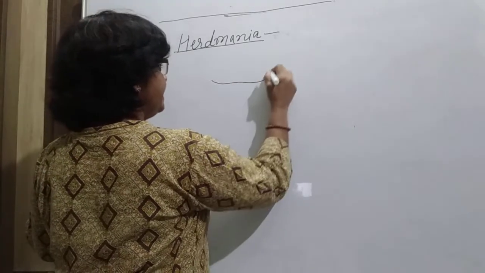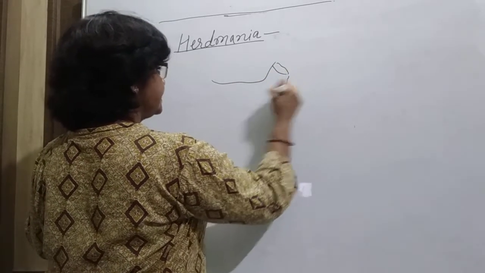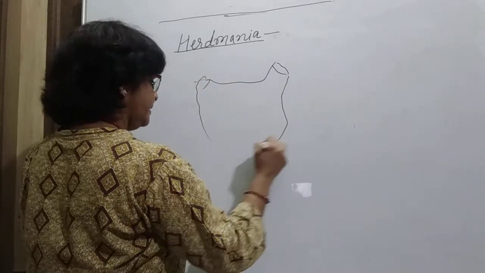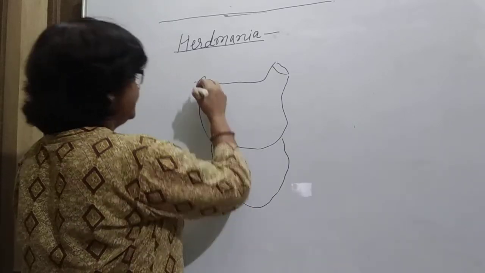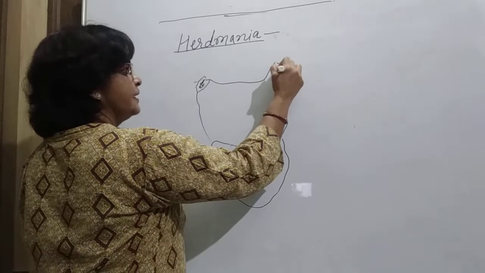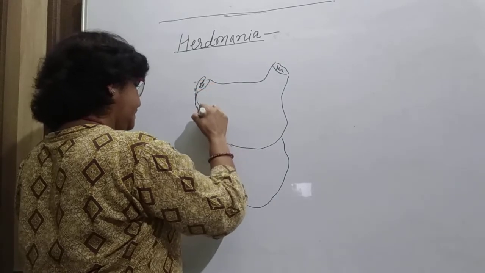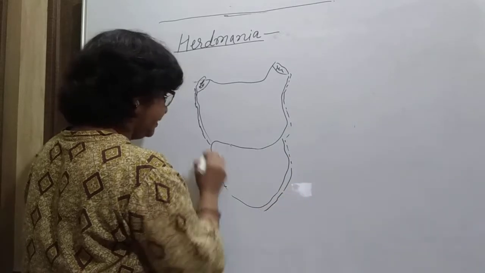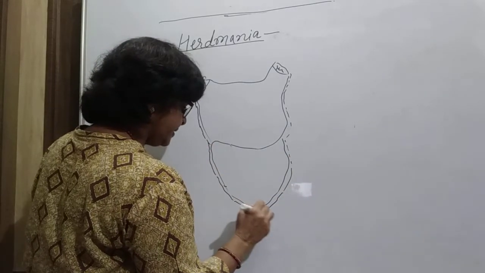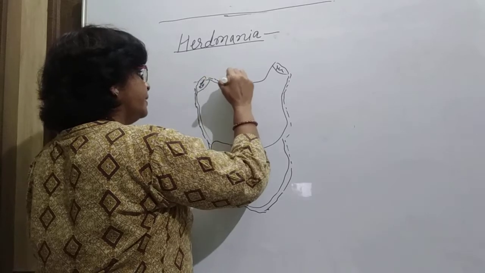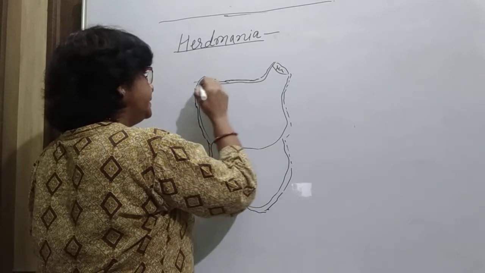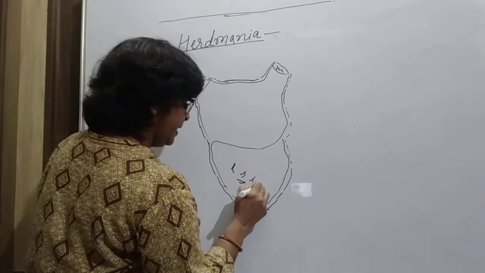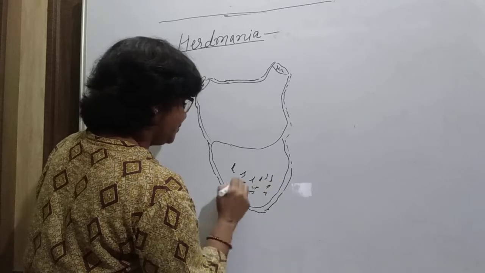If we see the animal, it is just like this. The whole body of the animal is covered with a cellulose-like substance that is known as tunicin, and this covering is known as the test. I am just doing things very fast.